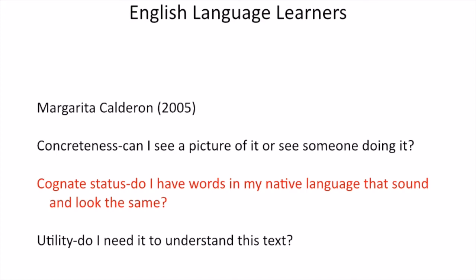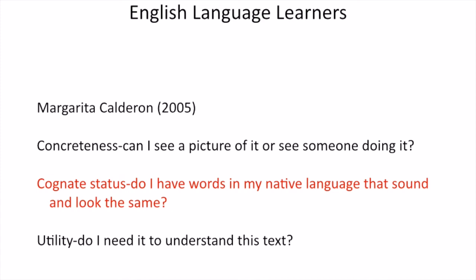But what if your students do not have as many Tier 1 words as their peers because English is not their first language? Margarita Calderon recommends you use the following criteria to select vocabulary words for English language learners. Ask yourself the following questions when selecting vocabulary for these elementary students. First, how concrete is the word? Can you use pictures to represent the meaning? Can these verbs be acted out?